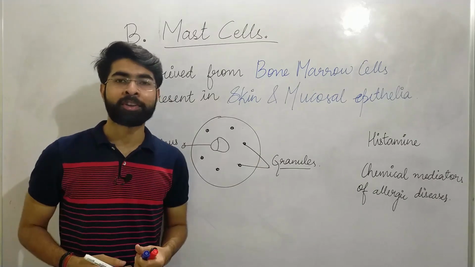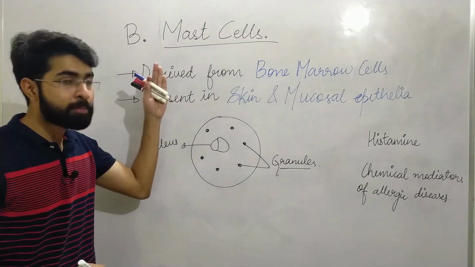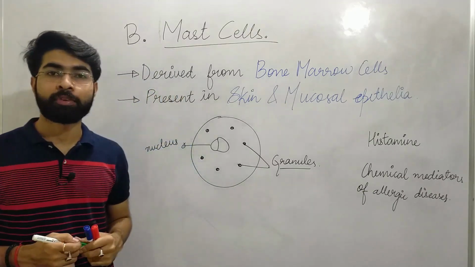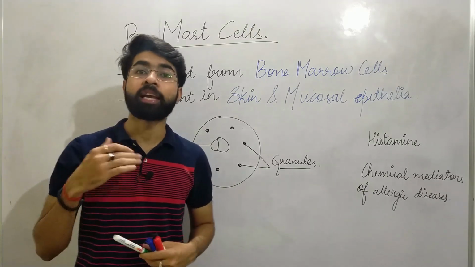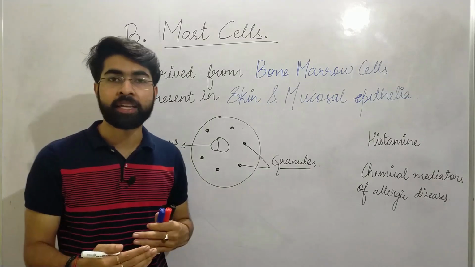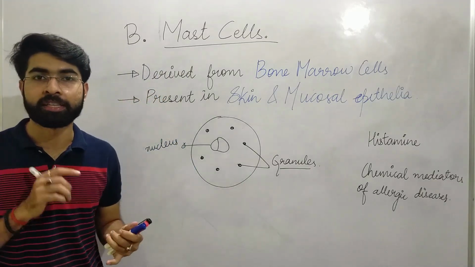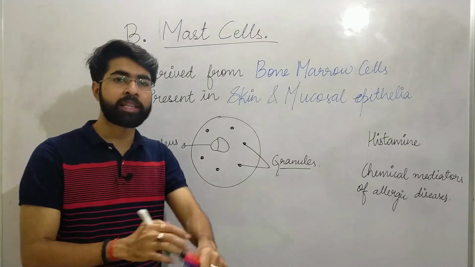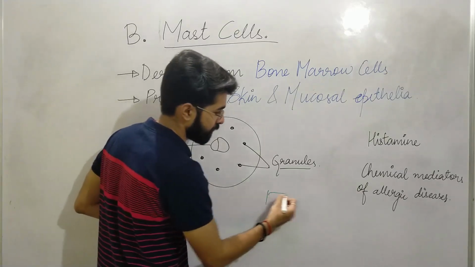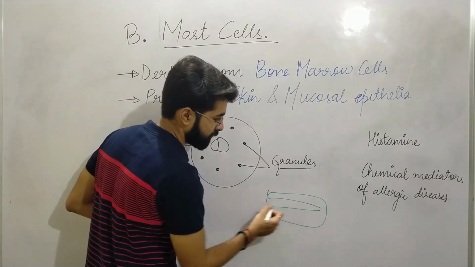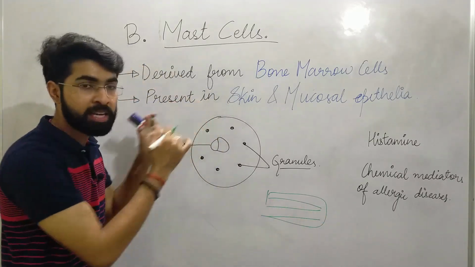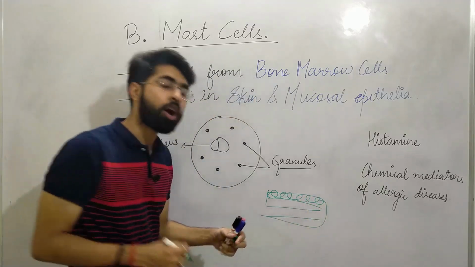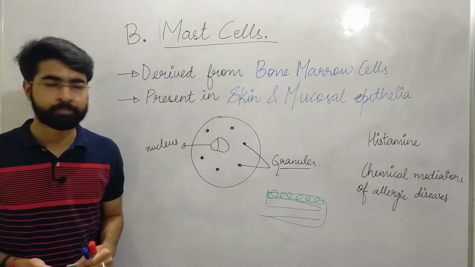Now let us talk about the mast cells. These mast cells are derived from cells of the bone marrow, and they are present in the epithelia of skin and mucosal layers. What does epithelia mean? Epithelia means the outer layer. So if this is the skin with a lot of layers, these mast cells are present on the epithelia, the outer layer of the skin, or in the mucosal surfaces.